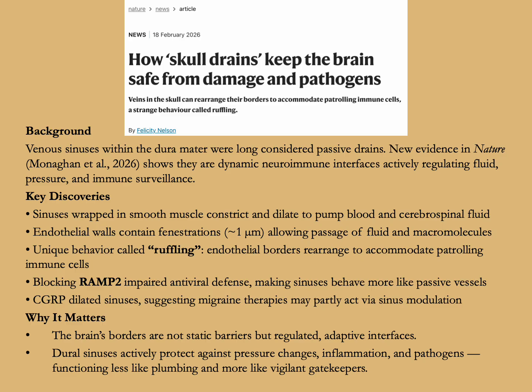Why it matters: the brain's borders are not static barriers but regulated, adaptive interfaces. Dural sinuses actively protect against pressure changes, inflammation, and pathogens, functioning less like plumbing and more like vigilant gatekeepers.